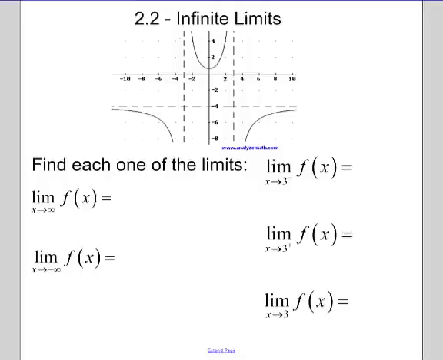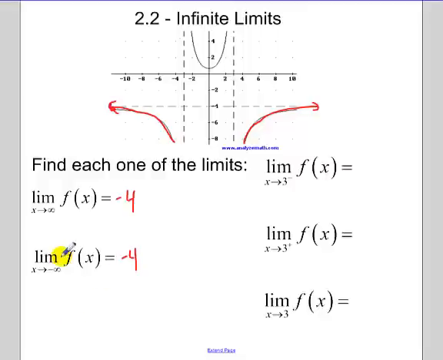Today we're going to be talking about infinite limits, and let's just use a picture to find each one of these infinite limits. So the limit of our function as we go to positive infinity. As my graph goes to positive infinity, we're approaching, it looks like, the line y equals -4. And as we go to negative infinity, it looks like we are approaching also -4.